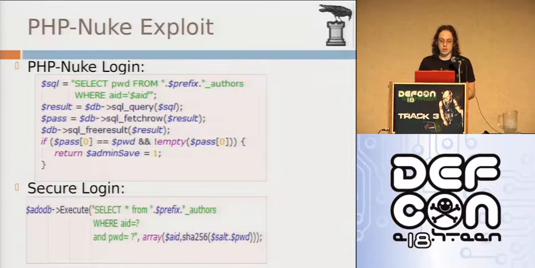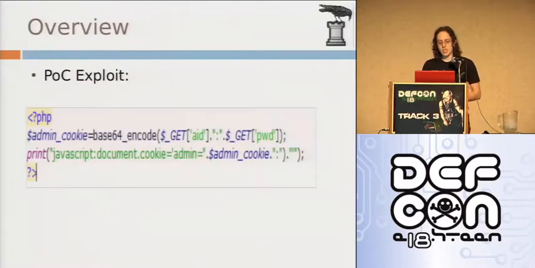SHA-256 is an ideal choice, and in this case, at the bottom, an example of a secure logon, we're doing a salted SHA-256 hash and using parameterized queries. And this is a very good approach. This is the code I used to generate the cookie. It's very simple. Like I said, it's concatenating the user ID and the password with a colon, and then base64 encoding it.